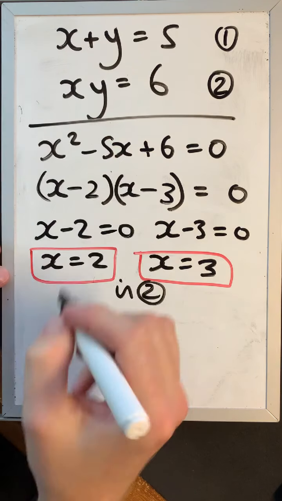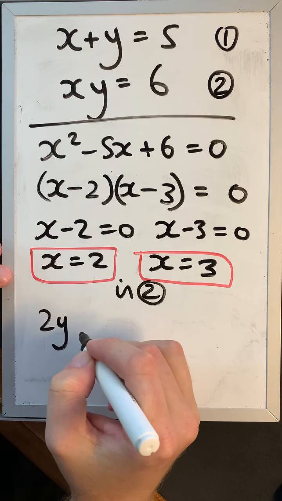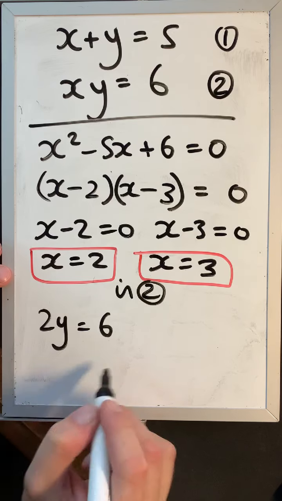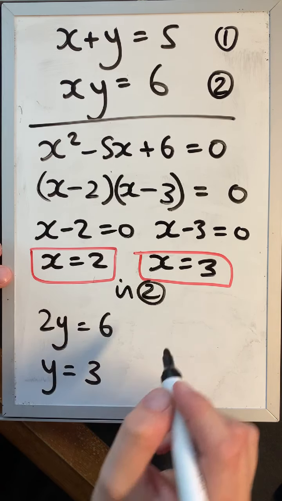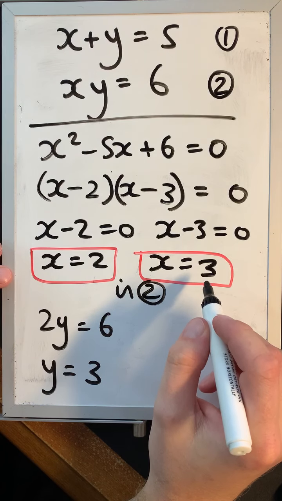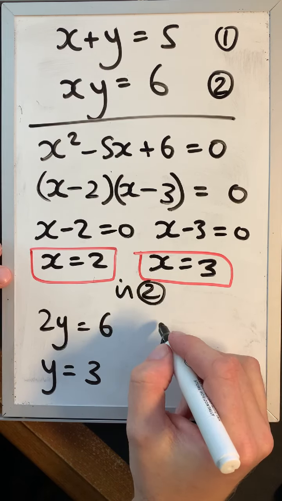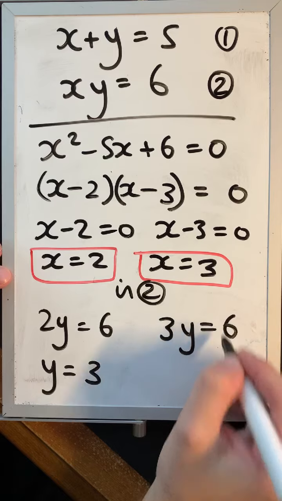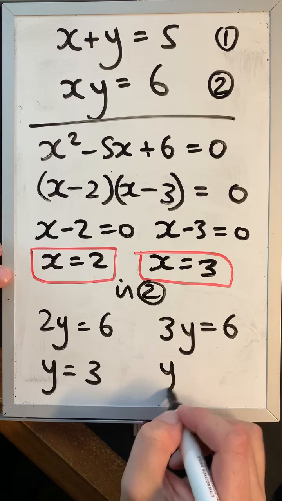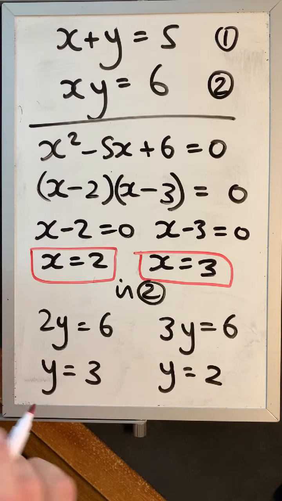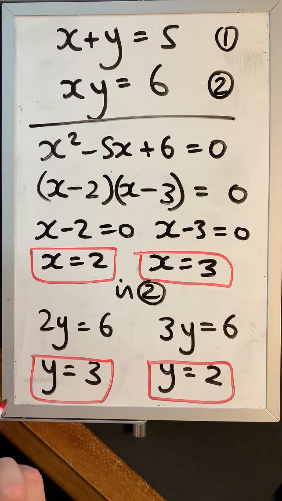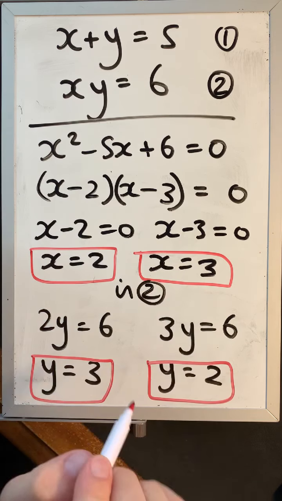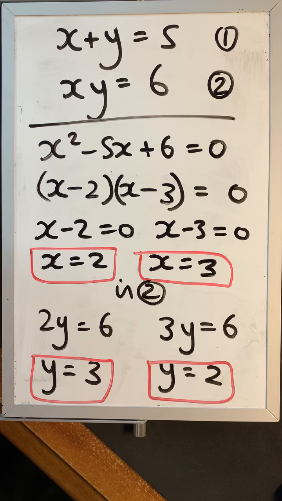So what we got then, 2y is equal to 6, divide through by 2, and we get y is equal to 3. And if we substitute 3 in for x, we get 3y is equal to 6, divide through by 3, and we get y is equal to 2. So the solution for this then is x is 2 and y is 3, or x is 3 when y is 2.